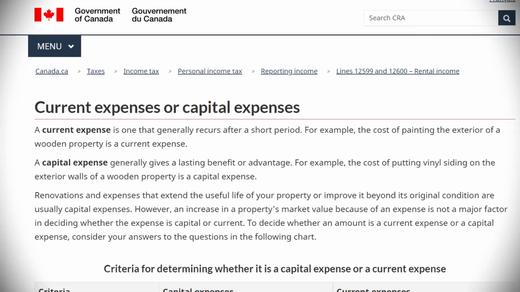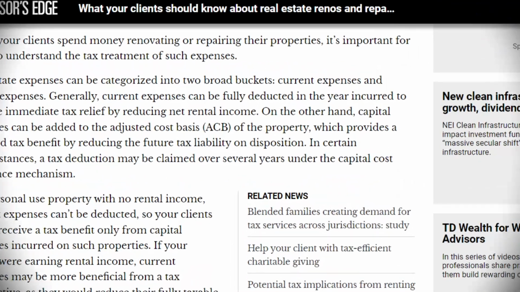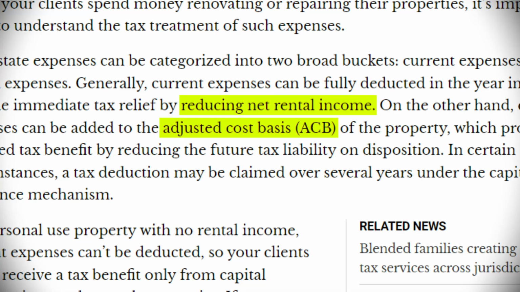Today we're going to talk about capital and current expenditures on properties. So if you have a property, maybe it's a second property or a rental property that you're putting money into, how do those expenditures work? A lot of you ask this question: I don't know if I can offset rental income from this, or is it adjusting my cost base on this? So we're going to break all that down in this video.